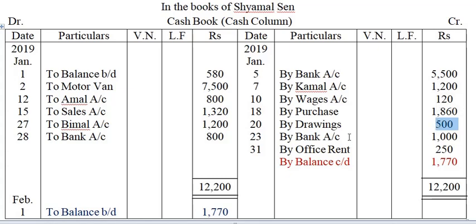Okay, and after that you write again on 23rd, paid into bank, that is you are depositing to the bank. So you write by bank 1000, isn't it? So it's quite similar to the entry that is made on the 5th January. Okay.